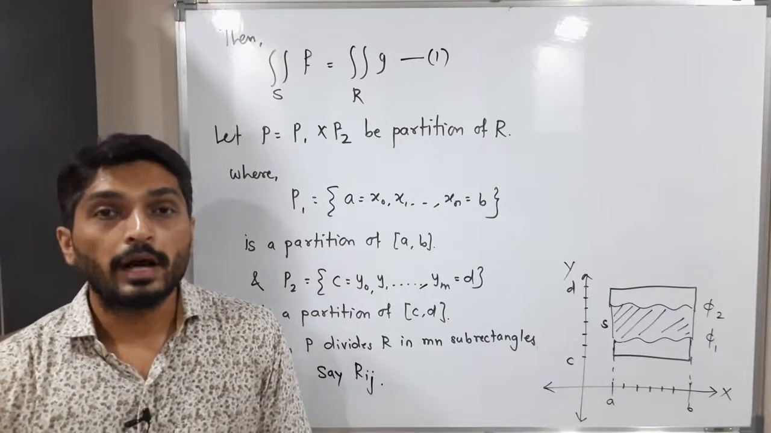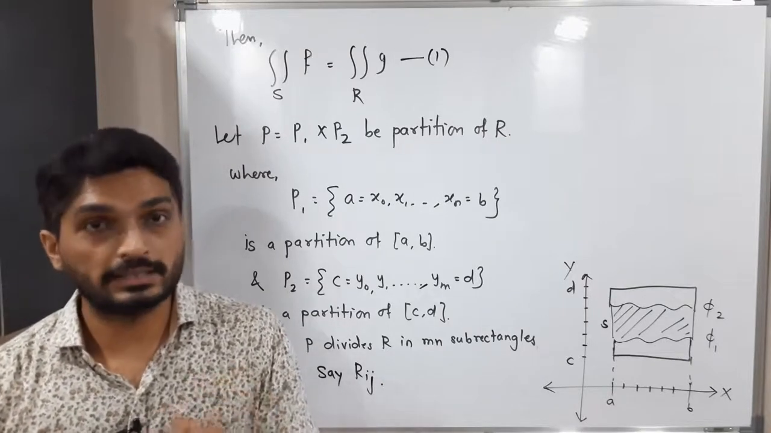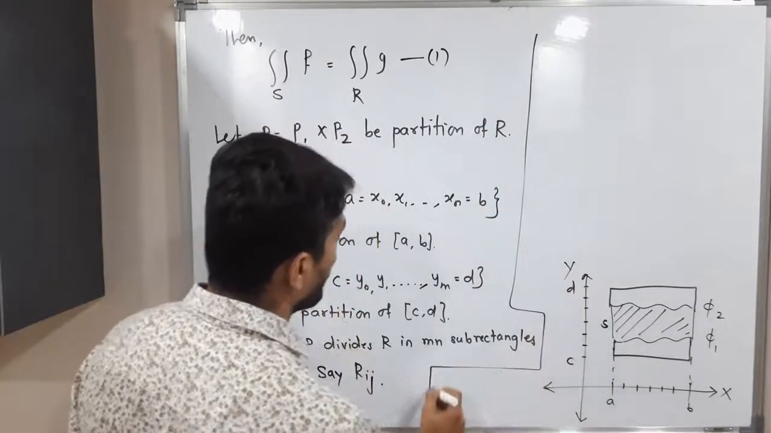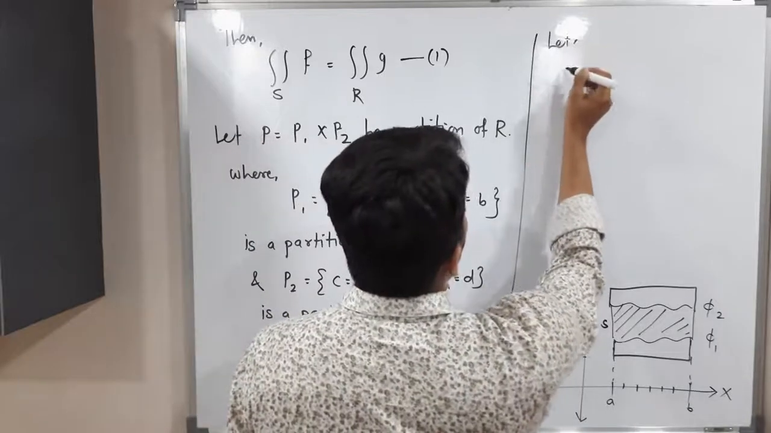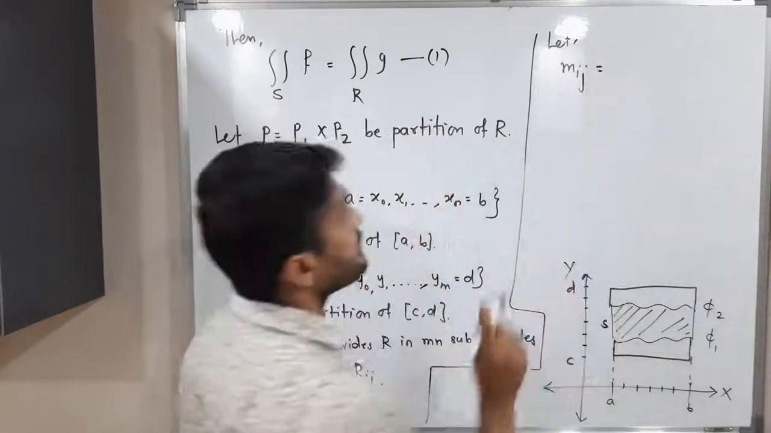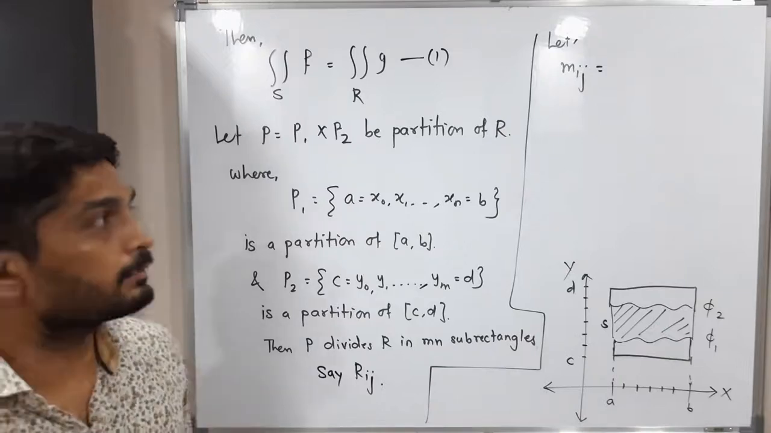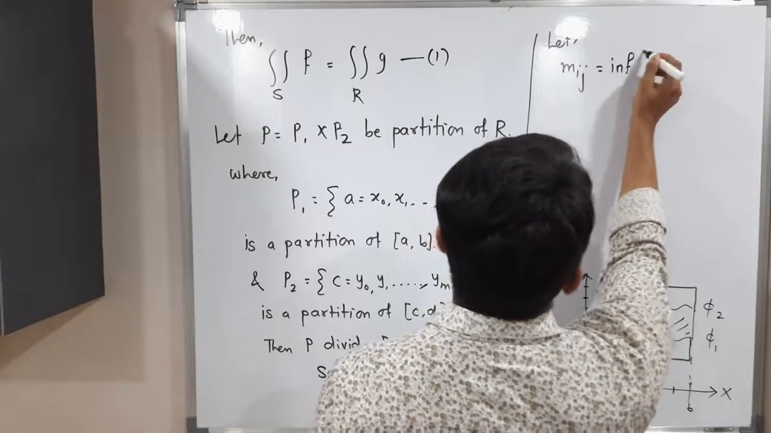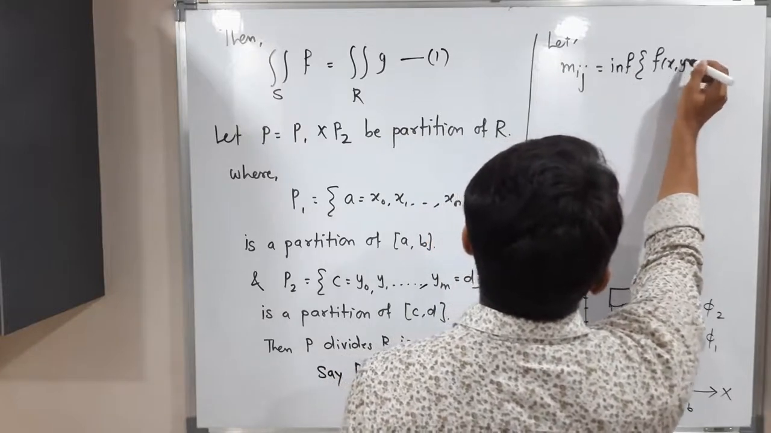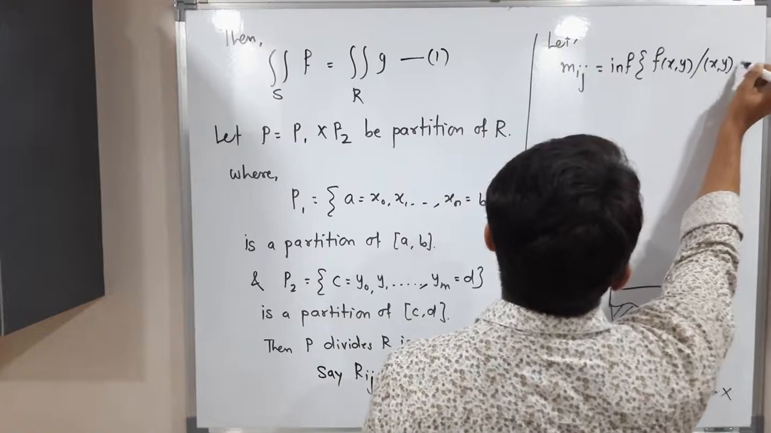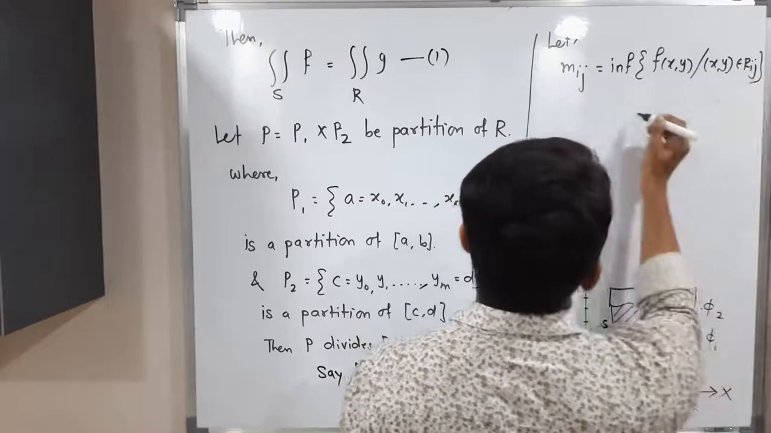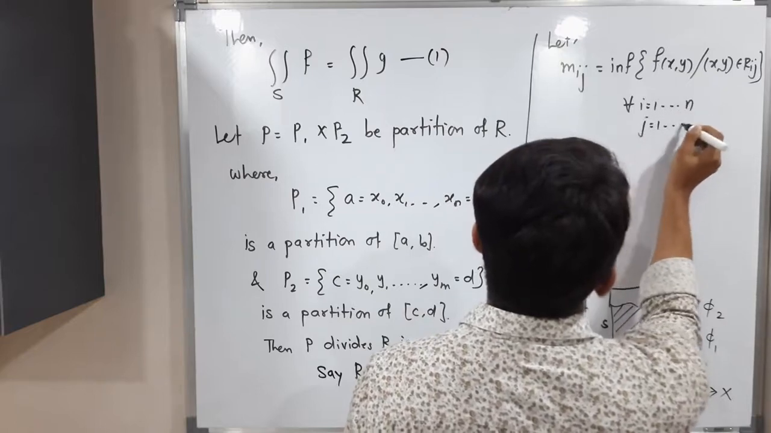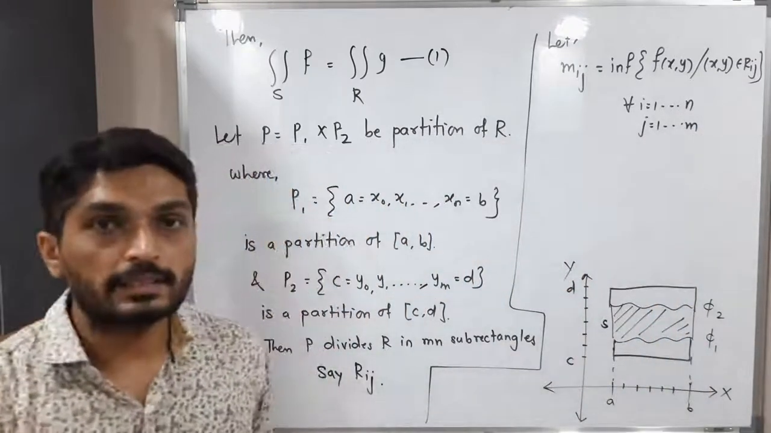After that, what will I do? I'm going to call Mij. Mij means infimum. Okay, let me write it here. So yeah, all these concepts we have already studied in Riemann integration. Simply we are extending them for double integration. So Mij is equal to infimum of f of xy, where xy belongs to Rij, obviously for all i running from 1 to n and j running from 1 to m. So Mij is defined in this way.